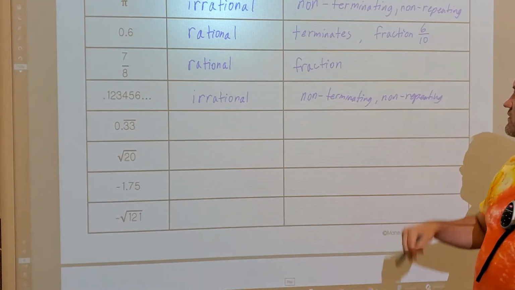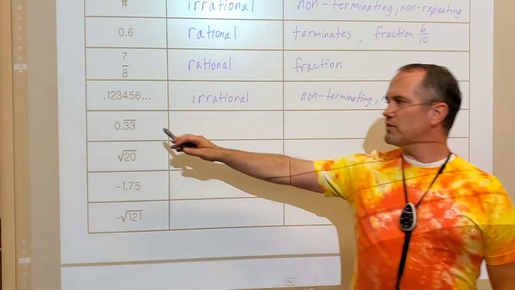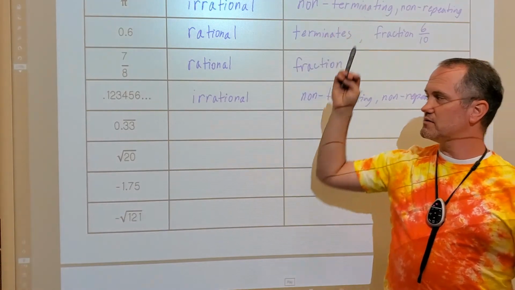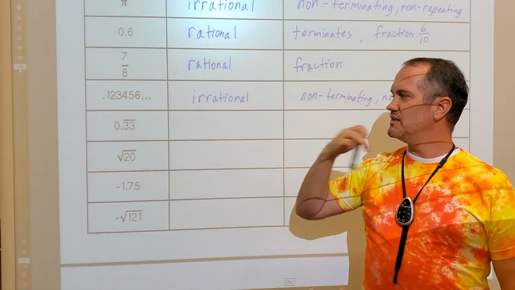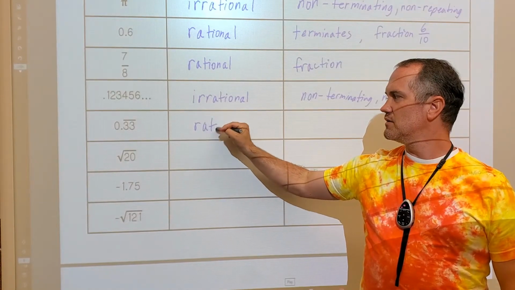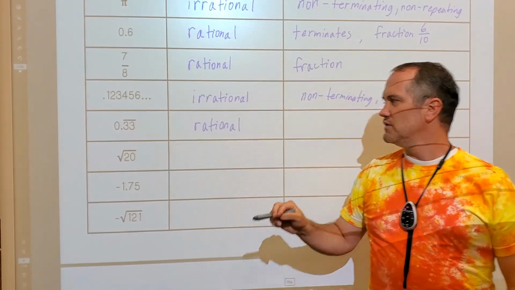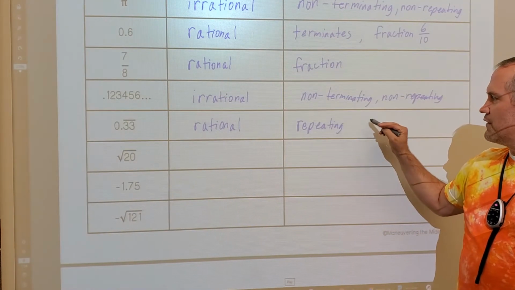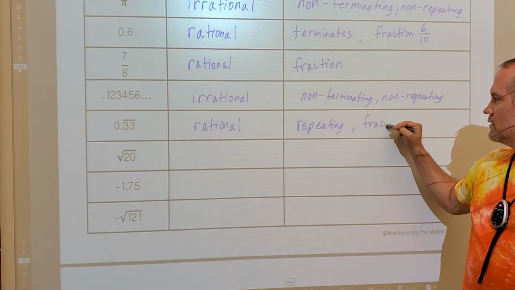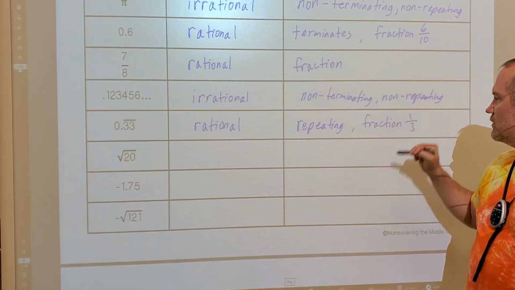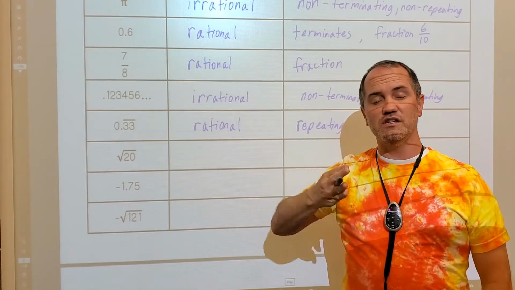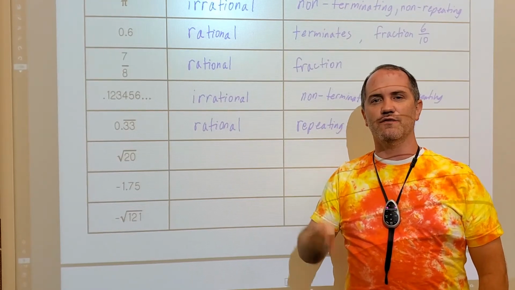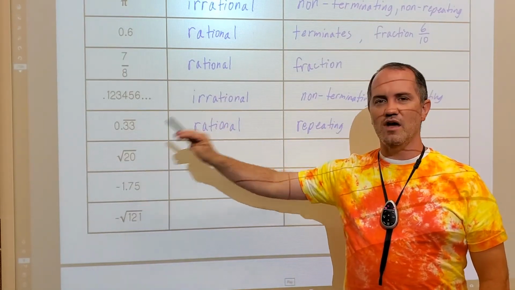Let's write it fast. Okay, 0.33 with repeating bars. That follows what's up at the top of the page: it is a repeating decimal, so that makes it rational. It is repeating as a fraction. That is 1/3. Again, every single rational number, 100% of the time, can be written as a fraction. Irrational numbers cannot be written as a fraction.